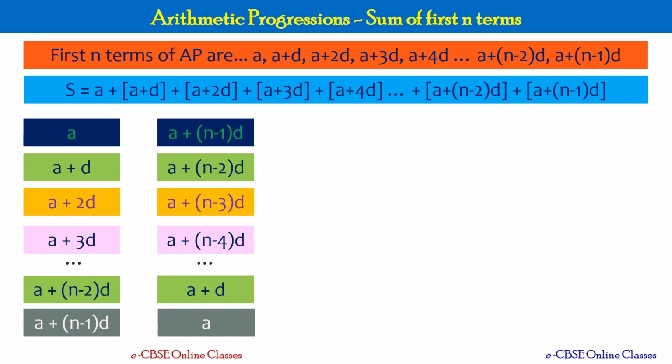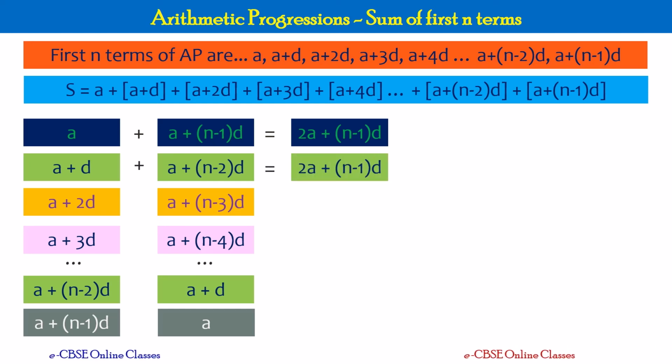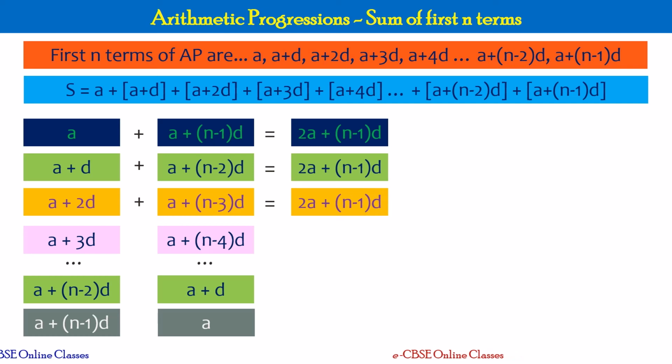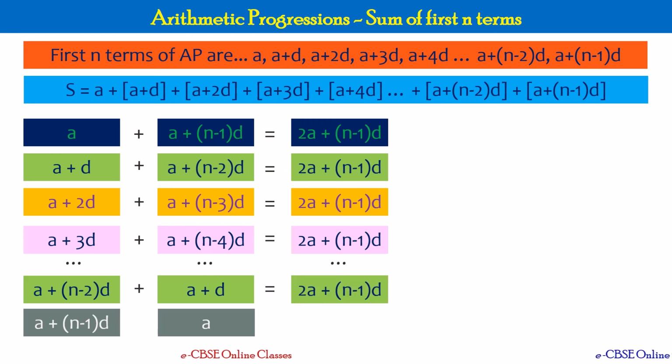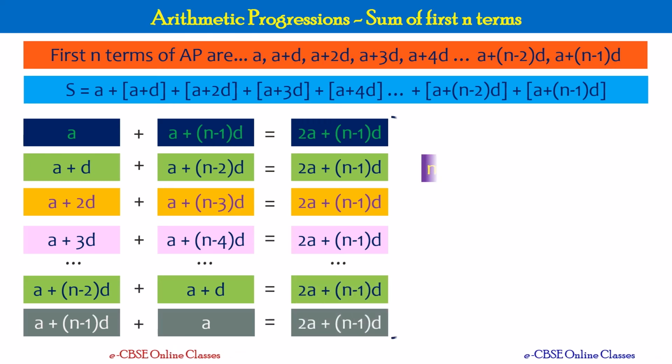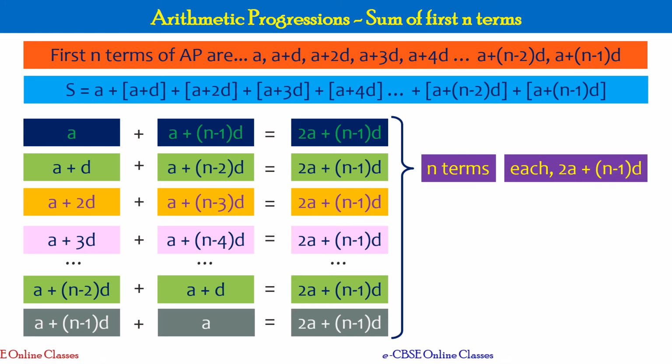So on the first row we have A and A plus n minus 1 into D. Sum of these two will be 2A plus n minus 1 into D. Similarly on the second row we have A plus D and A plus n minus 2 into D. The sum of that will be 2A plus n minus 1 into D. The same thing gets repeated for all the rows, and without any exception all the rows are summing to 2A plus n minus 1 into D. So effectively we have n terms each equal to 2A plus n minus 1 into D.